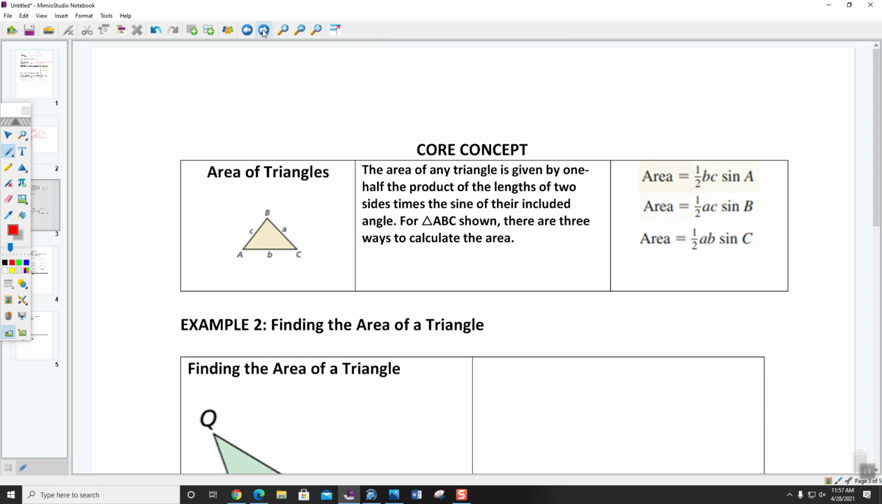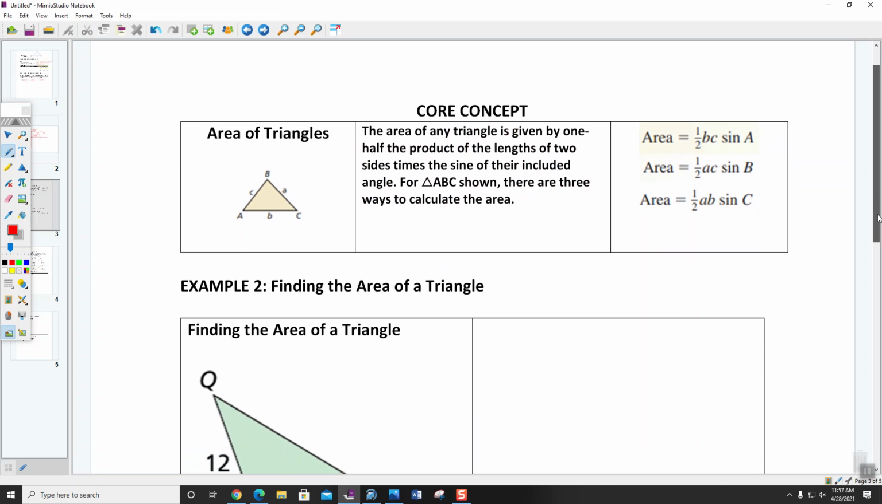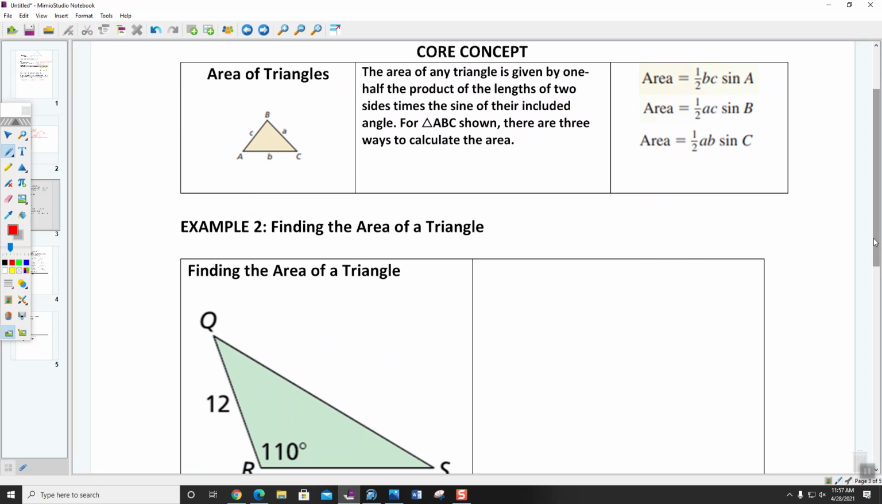At the top of page 2, there's this core concept that says finding an area of a triangle. Now they've labeled their triangle here ABC, so the sides that are opposite are put in the correct spots. Core concept today says the area of any triangle is given by 1/2 the product of the length of how many sides, kids? 2 sides and the sine of the, and the word I want you to circle right here is included angle. So for triangle ABC shown over here on the left, there are 3 ways to calculate this area. I'm going to talk about the first one right here.